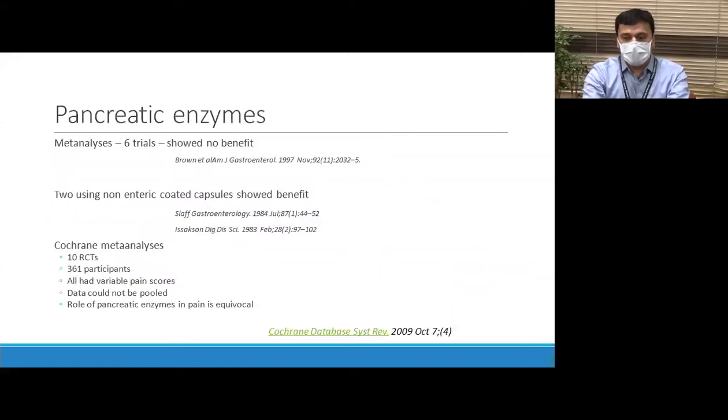So some studies showed varying reports. Some studies have not shown much of a benefit, but there is a Cochrane meta-analysis of 10 RCTs which found pancreatic enzyme supplementation to be equivocal. But the problem was that some of the patients continued to smoke, continued to consume alcohol. So there was no patient matching of characteristics in these studies.